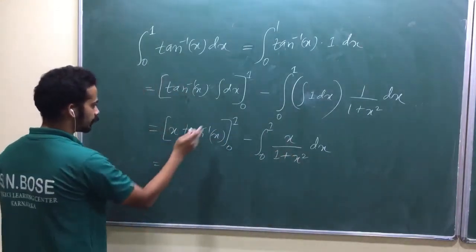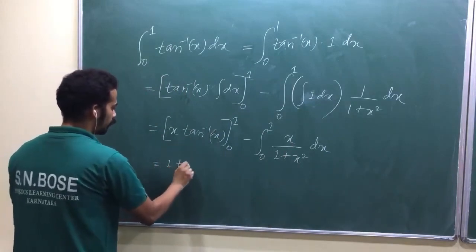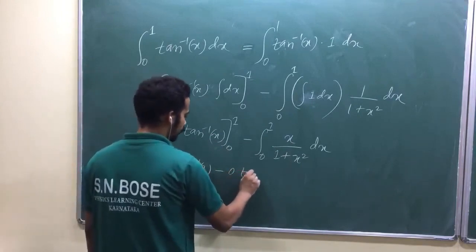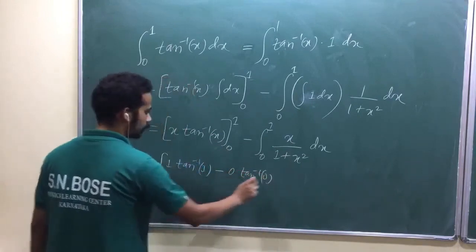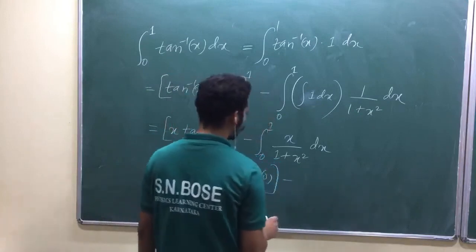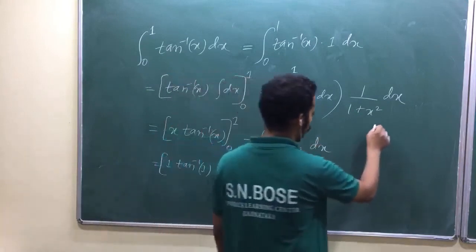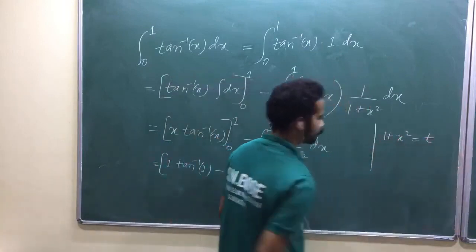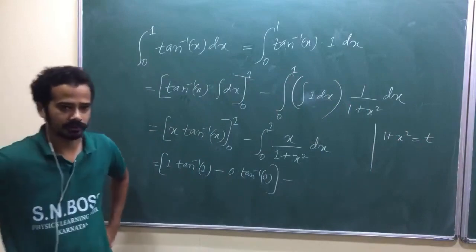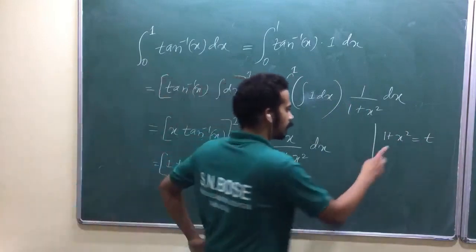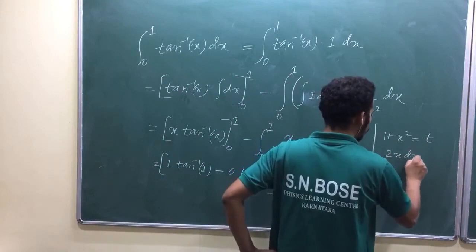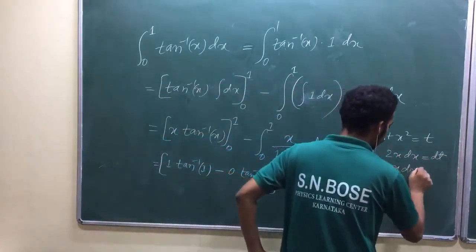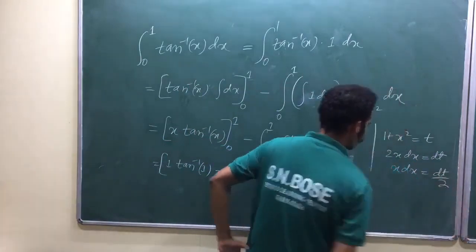Now let me do the substitution here. Upper limit 1 into tan inverse 1 minus lower limit 0 into tan inverse 0, that's equal to 0 actually. That is the first part, minus the integral from 0 to 1. For this part I will do the substitution: 1 plus x square is equal to t. Then if you differentiate, 2x dx is equal to dt. But you need x dx here, that's why x dx is equal to dt divided by 2.